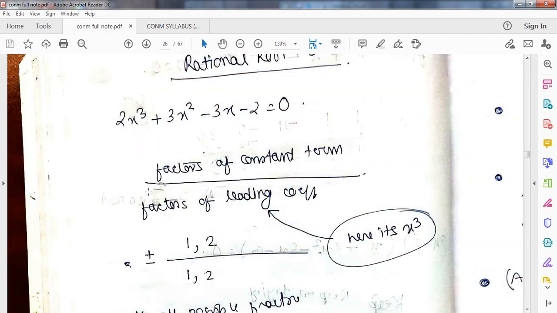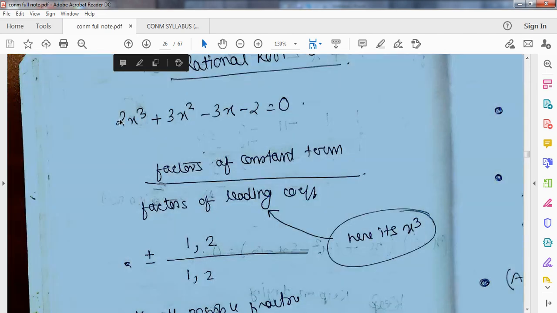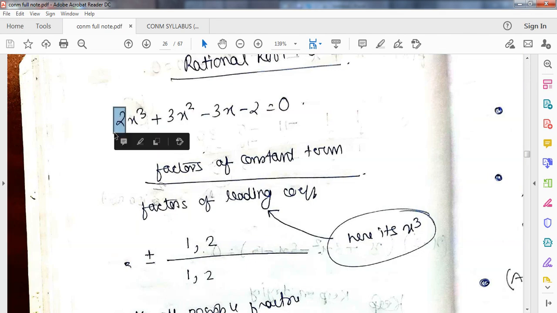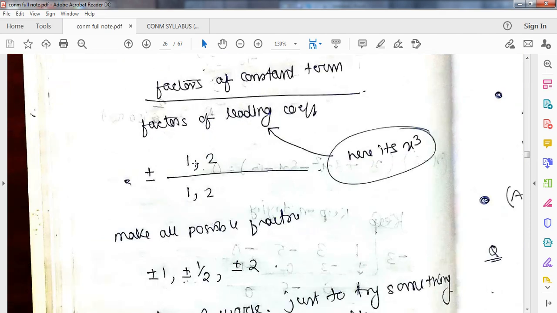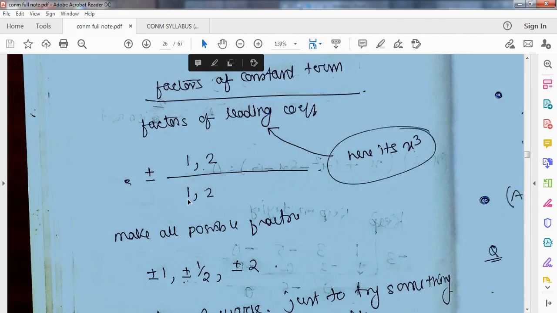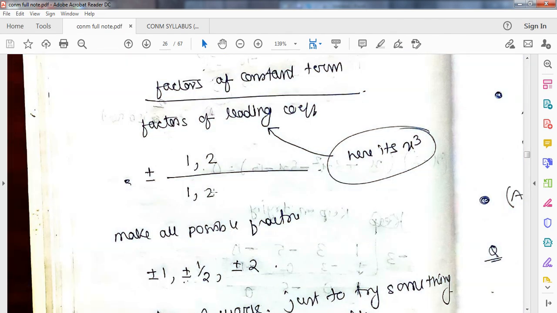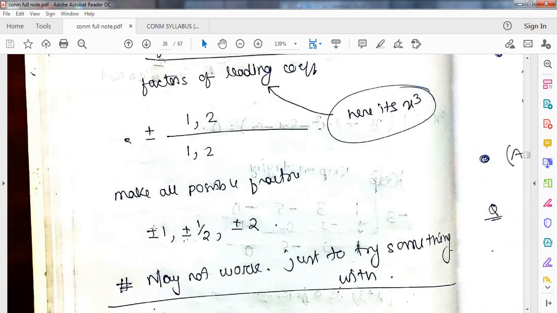And this is divided by the factors of the leading coefficient. Over here the coefficient of x cube is the leading coefficient. And what is the factor of it? It is 2, so the factors are 1 and 2. So what are the possibilities? It can be 1 by 1, 1 by 2, 2 by 1, or 2 by 2, which is basically 1 only, and plus minus 1. So these are the initial values which you can try.